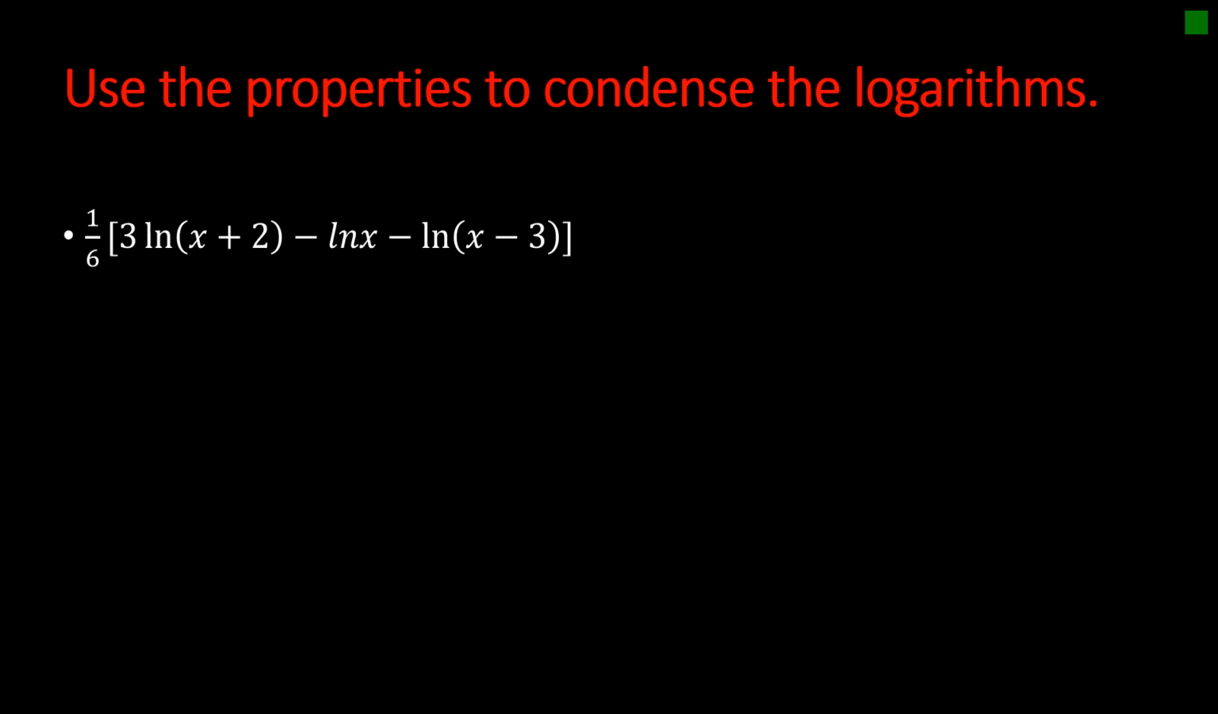And let's look at another one. This one's a little different. We have that 1/6 out in front of that expression that's in brackets. So we have 1/6 times, open bracket, 3 natural log x plus 2 minus natural log x minus natural log x minus 3. So we need to think about order of operations, and we're going to go inside the brackets first and work inside the brackets. Then we'll handle that 1/6 at the end. So we have this 3 as a coefficient. It's going to go up as a power.